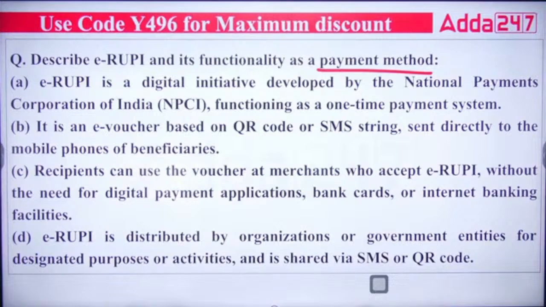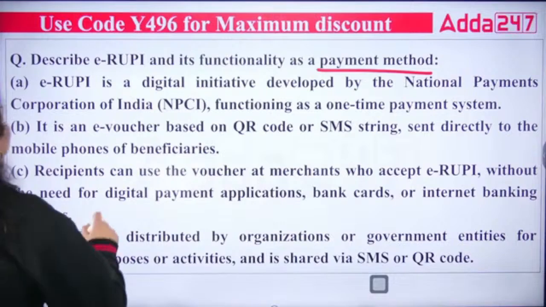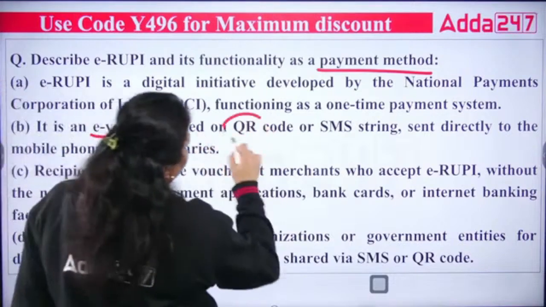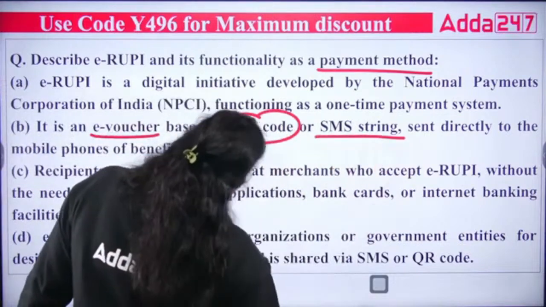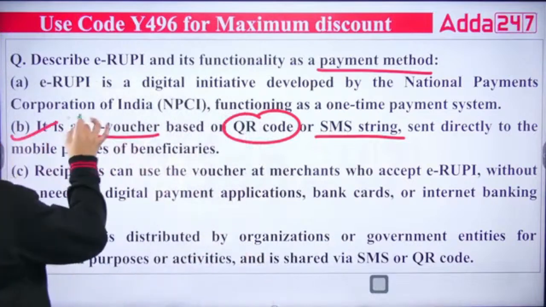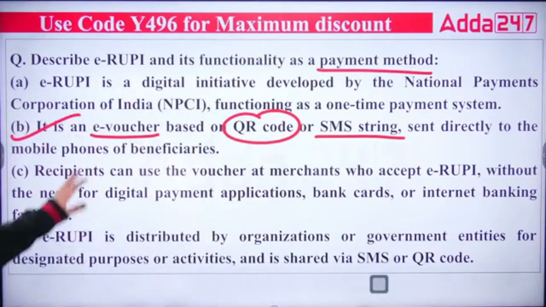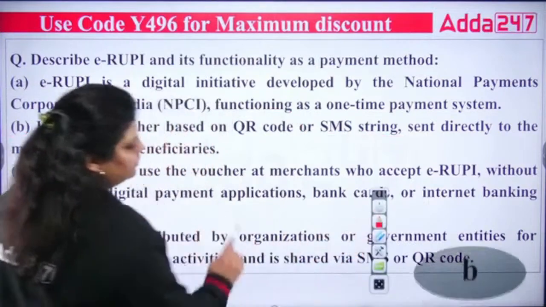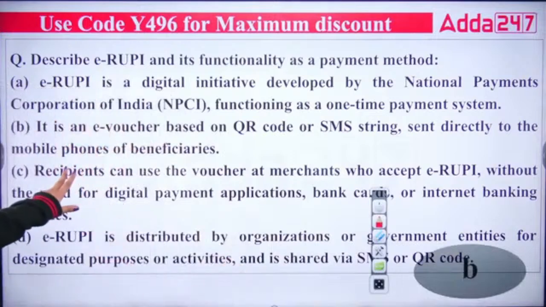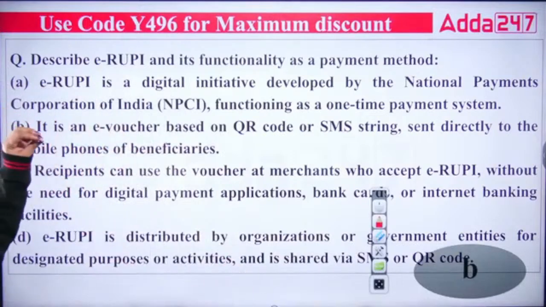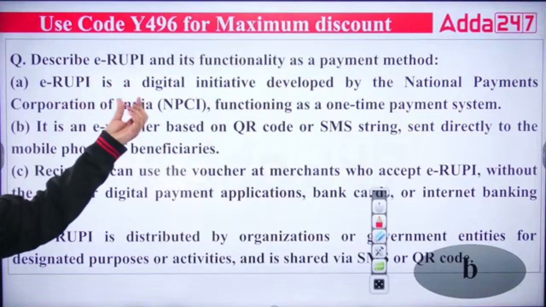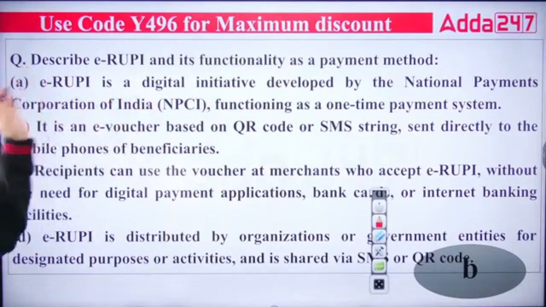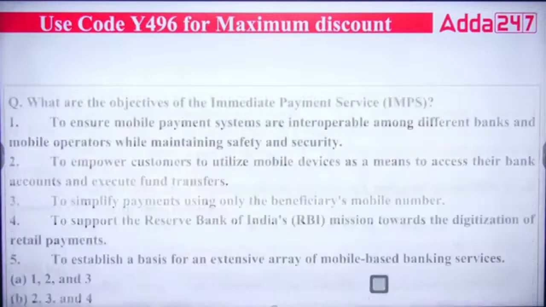Which of the following is correct? So actually, when we talk about e-rupee, it is an e-voucher based QR code or SMS string that's sent directly to the mobile phones of the beneficiaries. So the right answer will be your B option. Okay, that's your e-rupee payment method. B. So it will do what? It's a kind of e-voucher that is based on the QR code and SMS string, and it will be directly sent to the beneficiary mobile phone.